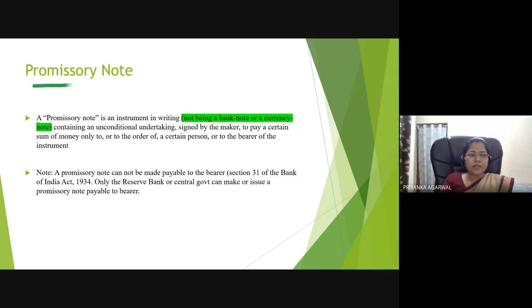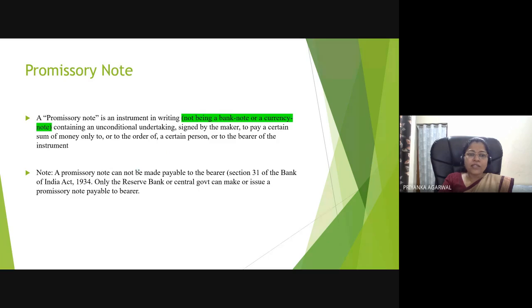So let's study the promissory note. A promissory note is an instrument in writing, not being a banknote or a currency note. It further clarifies that a promissory note is not a banknote or a currency note. Because in a currency note we see a promise to pay to a bearer, so it gives a picture that it is a promissory note. But by law it is specifically excluded that a banknote or currency note is a promissory note, because this is only issued by the RBI or the central government.